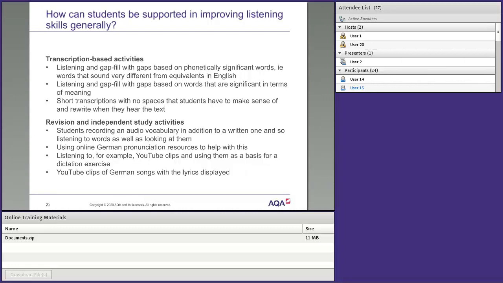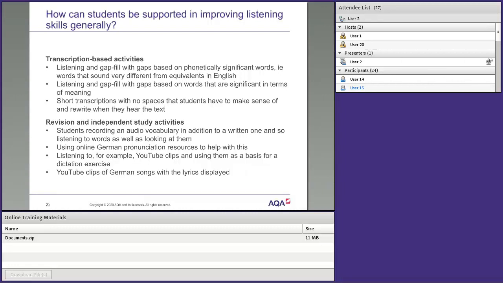They can use online German pronunciation resources to help with this, and again this could be a starter task. You guide them to one that you think is a good one. You can Google these, there are several out there, and that could just be a starter task that they can do if your school allows it, on their phones while they're waiting for you to arrive. Listening to YouTube clips and using them as a basis for a dictation exercise, again that could be something that you set for them that they could possibly do through their phones.